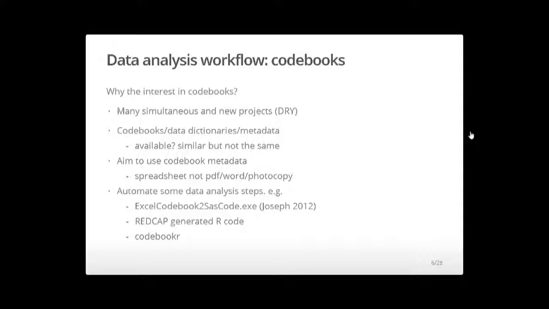My interest really is that in the past I've had many projects running at the same time, and I get new projects all the time, so I might work on 100 projects in a year. And I don't really want to have to repeat myself over and over. What I'd rather do is have some sort of automated way of working with this sort of data. Often people come to me with codebooks, and they've been taught to do this stuff, and they're often quite similar, even though they're not all the same. What I aim to do is to use that metadata to set up the data so that I can use it in an analysis. I realize that there's a lot of stuff out there to automate these types of things.